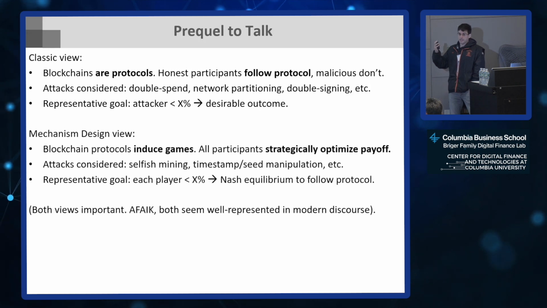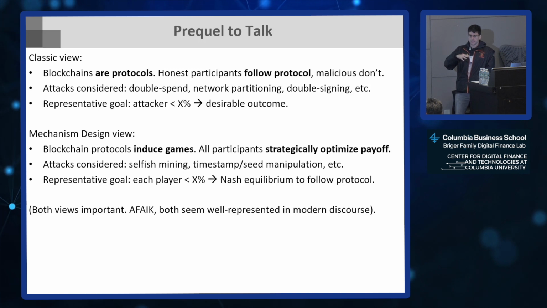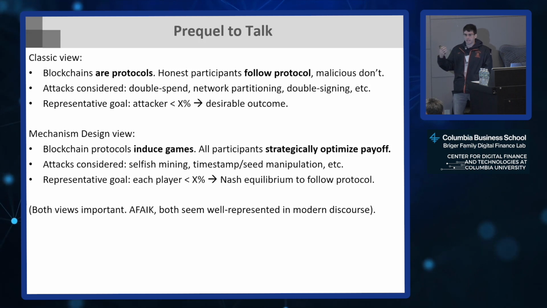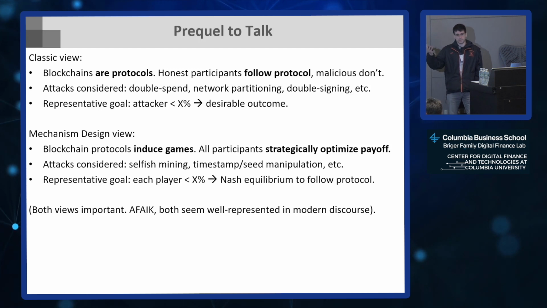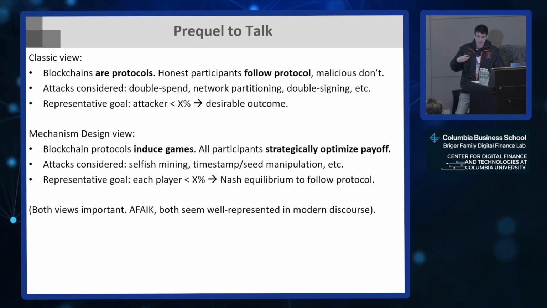Now, I think the thinking has shifted a little bit, not to get away from the security view, but to add a mechanism design view: if blockchain protocols are really games, the participants are strategic, trying to optimize their payoff. A representative attack to consider here would be selfish mining, or timestamp or randomness manipulation. And a representative goal would be to say that if the attacker is not particularly large, then it's a Nash equilibrium for everyone to follow the protocol.